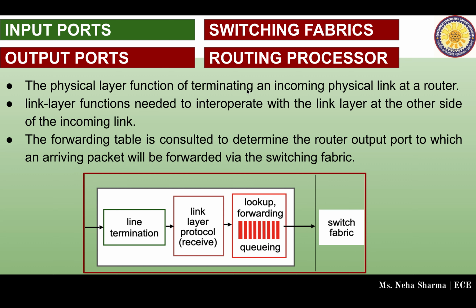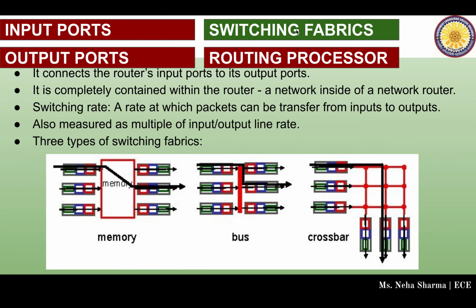The physical layer function is terminating an incoming physical link at a router. The link layer functions are needed to interoperate with the link layer at the other side of the incoming link. The forwarding table is consulted to determine the router output port to which an arriving packet will be forwarded via the switching fabric. So basically, it first terminates the physical link at the router, applies the link layer protocol, queues up if required, and then gives the packet to your switching fabric.